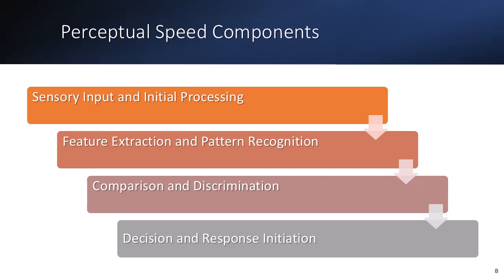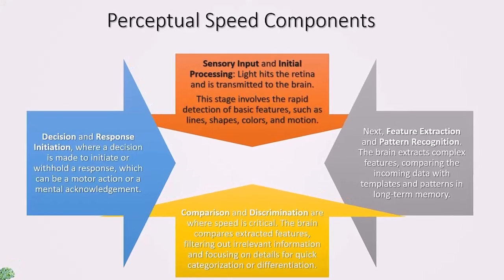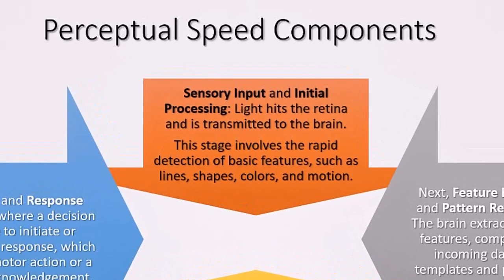So what are the basic components of perceptual speed that we need to address? There are four altogether: sensory input and initial processing, feature extraction and pattern recognition, comparison and discrimination, decision and response initiation. Now let's take a look at how the perceptual speed cognitive process evolves. Let me take a moment to elaborate on the cognitive processes underlying perceptual speed by examining the interconnected stages of this cognitive process. We begin with sensory input and initial processing.